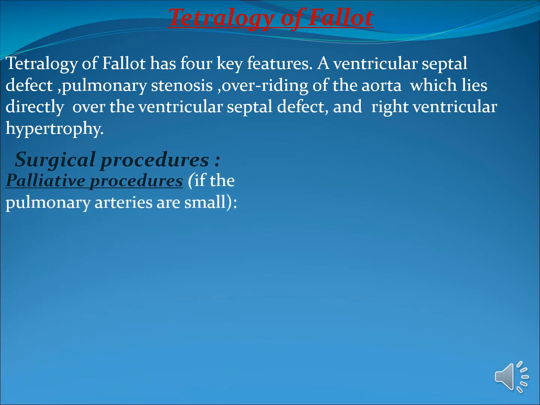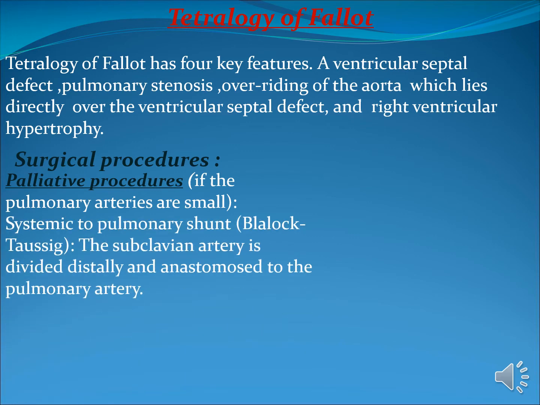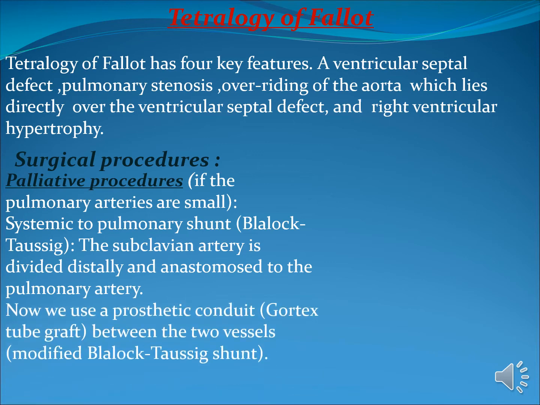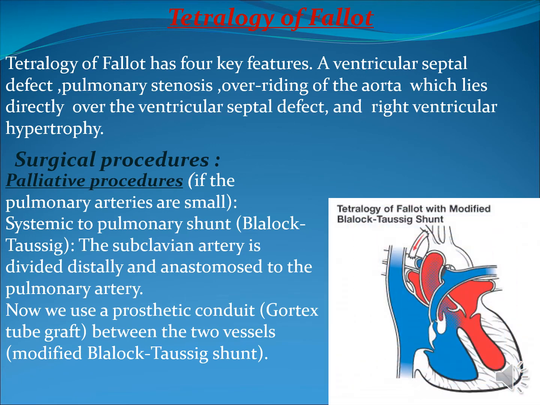Surgical procedures. Palliative procedures if pulmonary arteries are small. Systemic to pulmonary shunt. Classic Blalock-Taussig: the subclavian artery is divided distally and anastomosed to the pulmonary artery. Now we use a prosthetic conduit, a Gore-Tex tube graft between the two vessels, the modified Blalock-Taussig shunt. Such picture to show the shunt. Here.